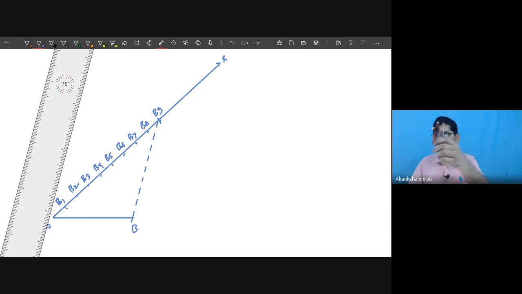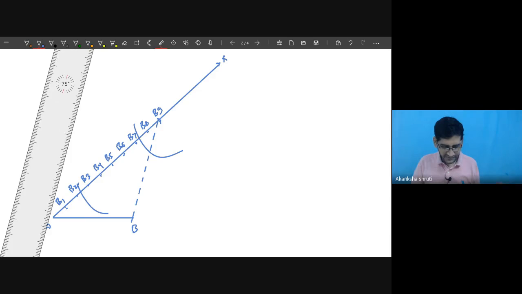You shall take your compass, take a suitable radius, put the metallic sharp tip at point B9 and make an arc. Okay, so this is the arc that is being made. Then, without disturbing this radius, you have to make another arc with center B4. So at B4, you have to make the same kind of arc. Okay, student, it is this one.